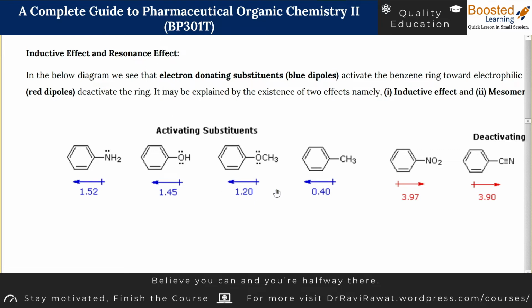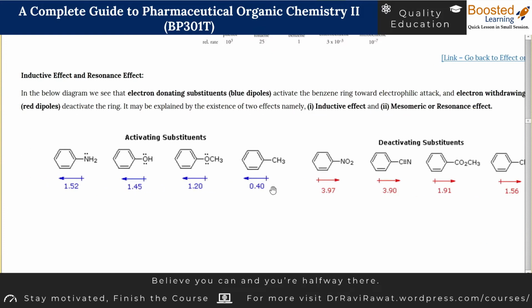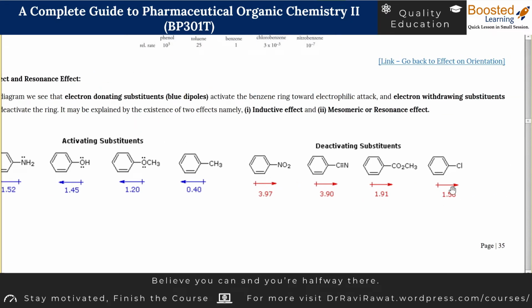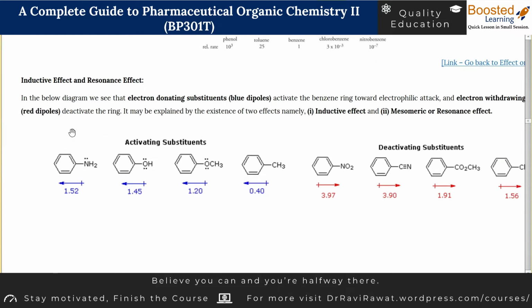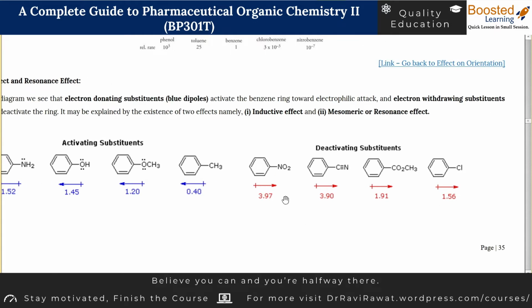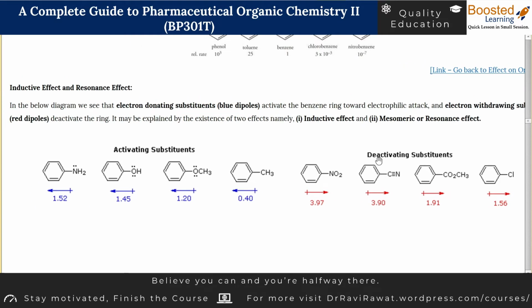Now you can see the image below containing two types of dipoles. Here are the positive dipoles, which show that these are the groups which are donating the electron density to the benzene ring. On the other hand, there is a red dipole, which says that the group is pulling away the electron density from the benzene ring. Such types of groups are called activating groups, and these are the groups which are called deactivating groups. This activation and deactivation can occur through these two effects, inductive effect and the resonance effect.